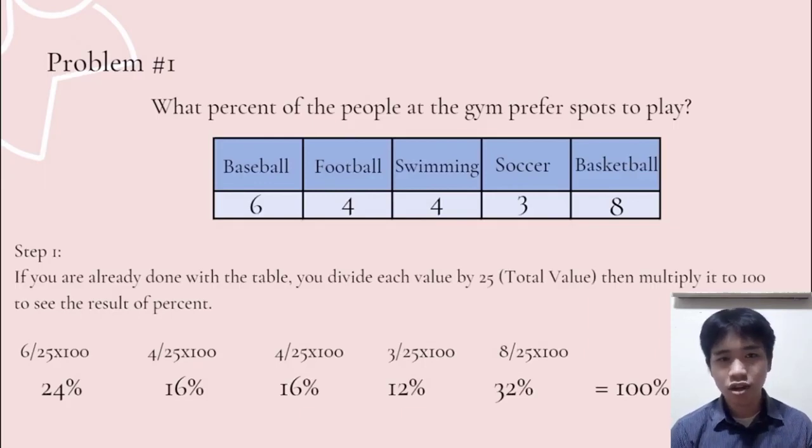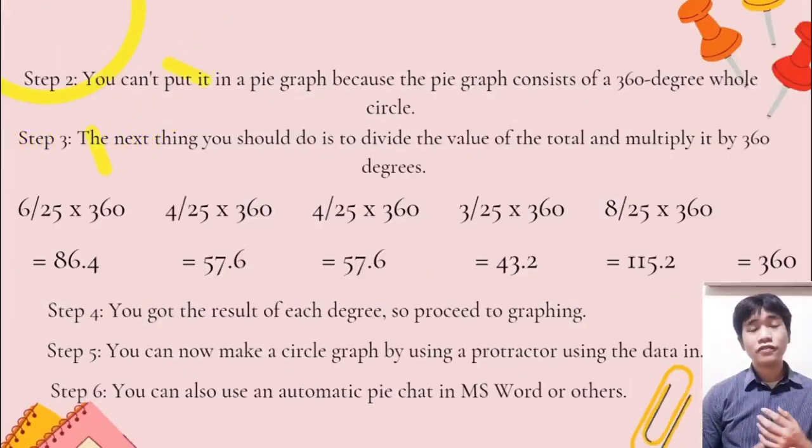And for soccer, 3 divided by 25 multiplied by 100, we get 12%. And lastly, for basketball, 8 divided by 25 multiplied by 100, we get 32%. So a full circle has 360 degrees. The next thing we do is to calculate how many degrees each value for baseball, football, swimming, soccer, and basketball.